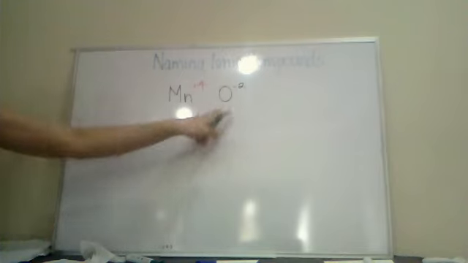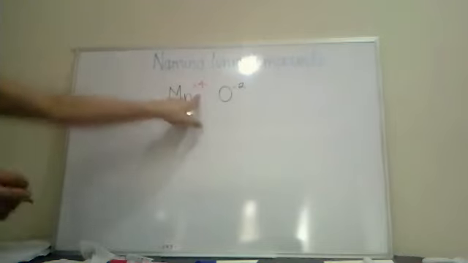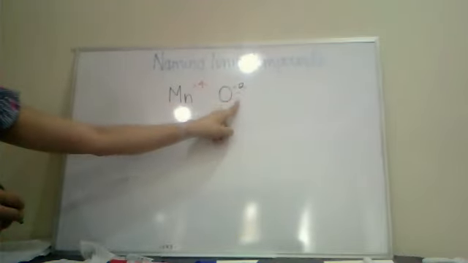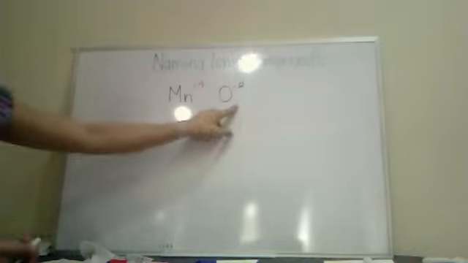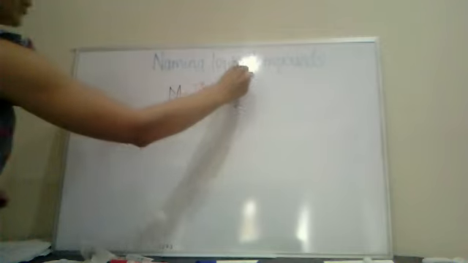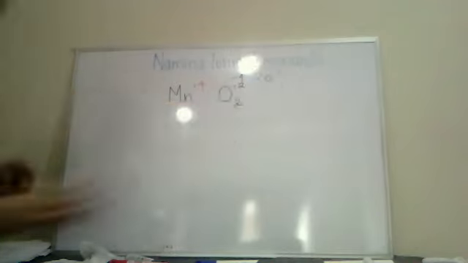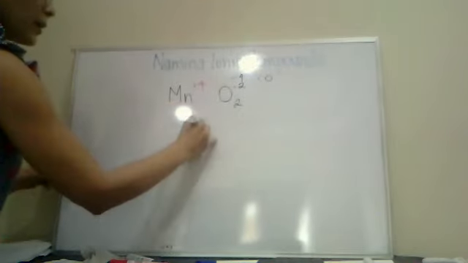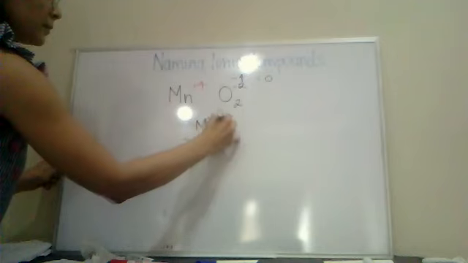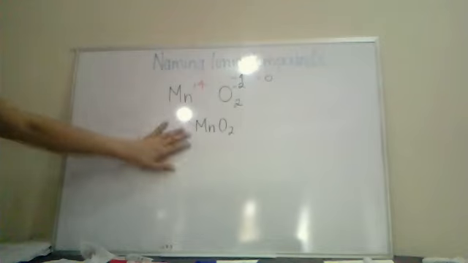How is this compound gonna look at the end? I have a 4 here. I need to make this 2 become a 4. So the simple way of making it is to put a 2 to oxygen. 2 times -2 is -4. +4 minus 4 is equal to 0. Okay? So there I have my chemical compound. MnO2.